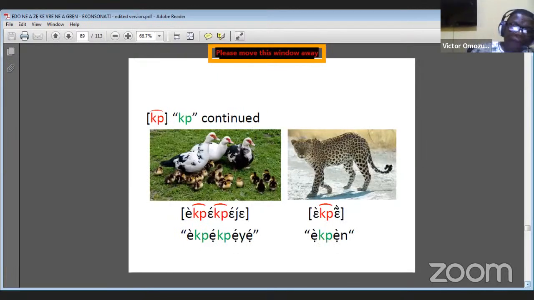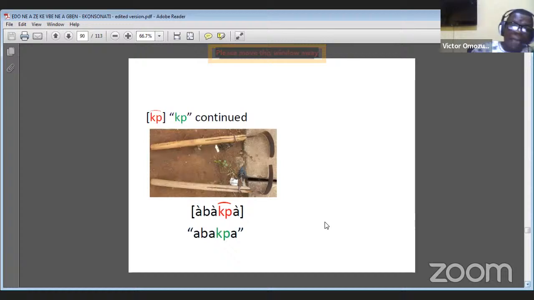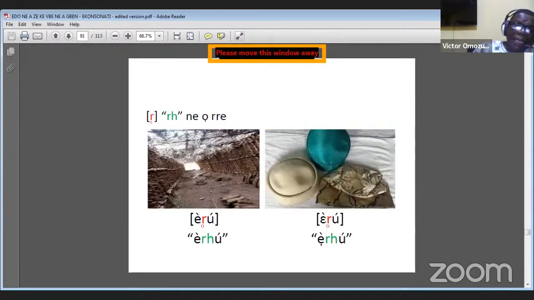Then pepeye. Ekpe. Ekpe is leopard. Abakpa. Abakpa. Enakin. Abakpa. Ileme. Egbe. Ileme no gbegwe. Then ri. You say egbe na ri.